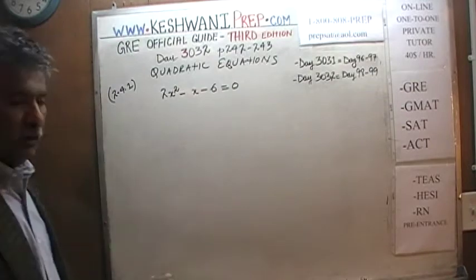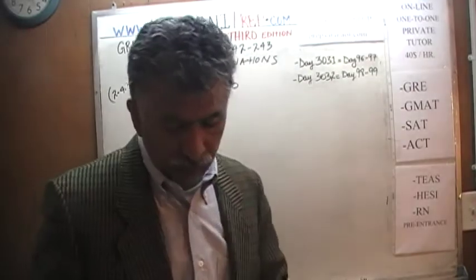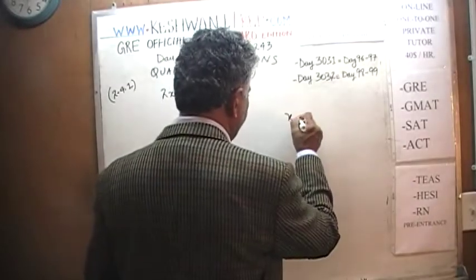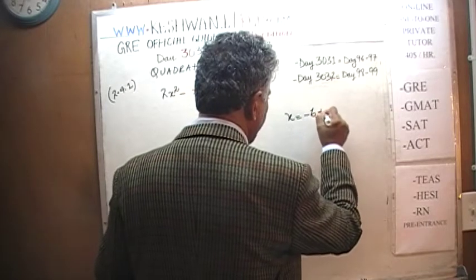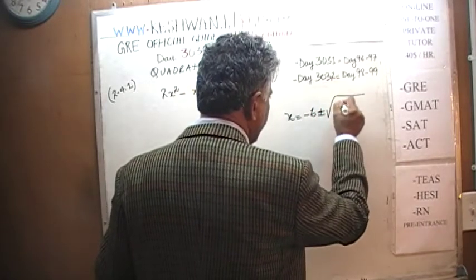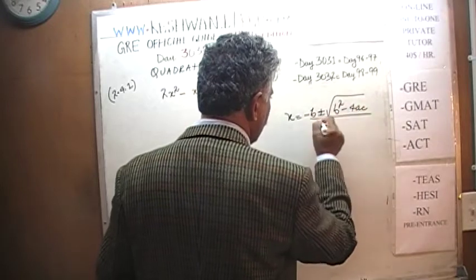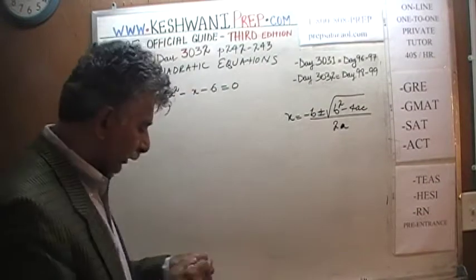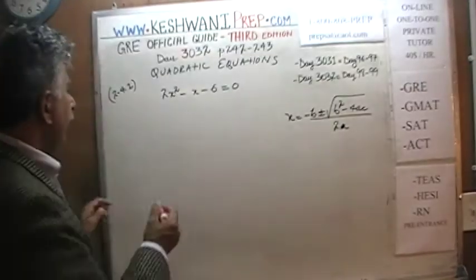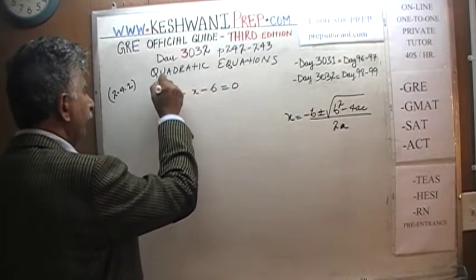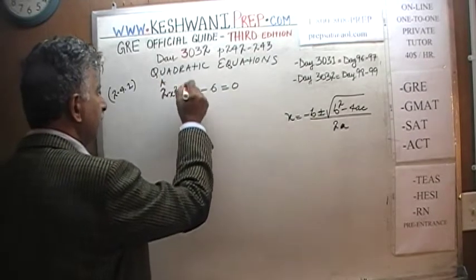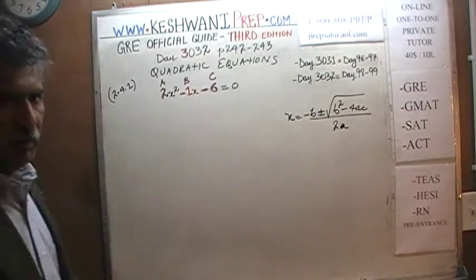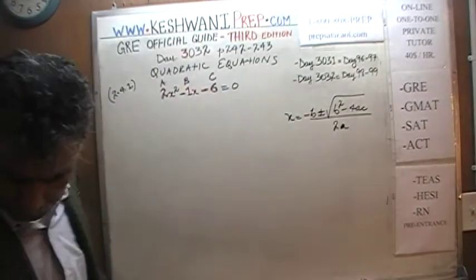So it's a quadratic equation. They're asking us to solve this using the quadratic formula, and the quadratic formula, as we all know, goes something like this: x is equal to minus b plus or minus square root of b squared minus 4ac over 2a. Let's look at our a, b, and c very quickly. Our a here is 2. Our b is negative 1. And our c is negative 6. We're just going to plug in the values and solve for it. That's all it is. Let's get going, shall we?